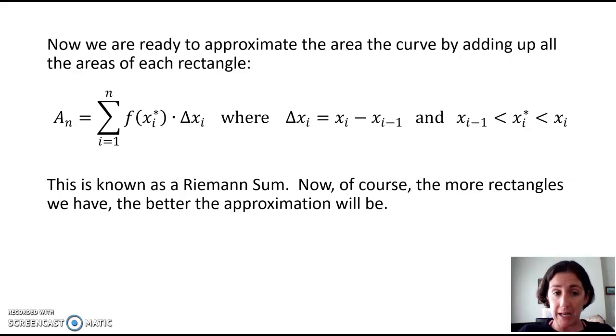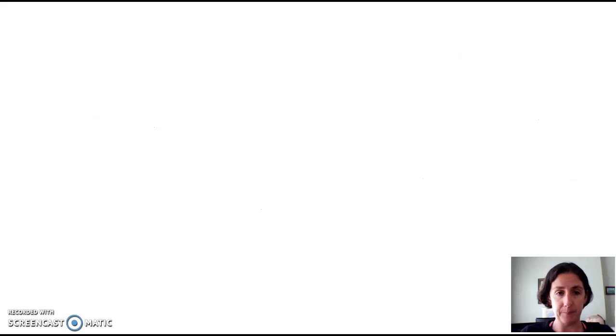Now, with more rectangles, you're going to have a much better approximation. If you could potentially have infinitely many rectangles, well, then that would be the entire area under the curve. But we know that's not possible. But we have talked about the idea of something increasing without bound or approaching infinity. So what if the number of rectangles approached infinity? So we would talk about a limit as n approaches infinity.